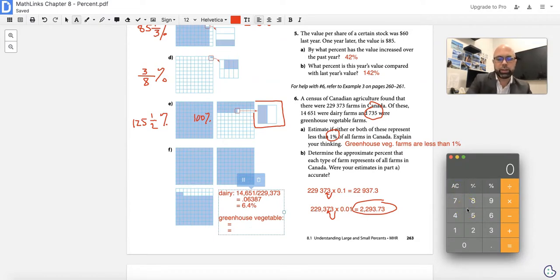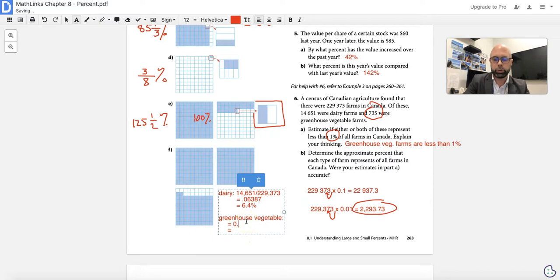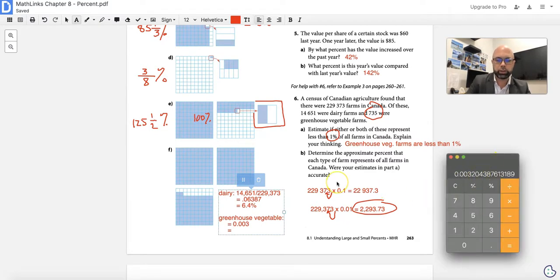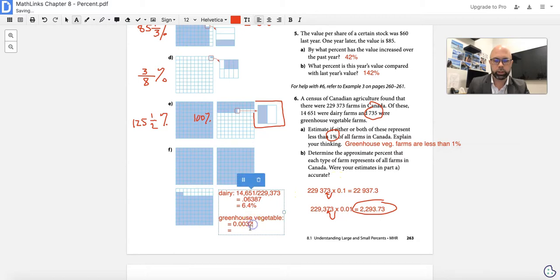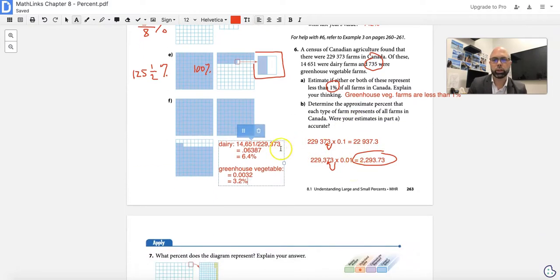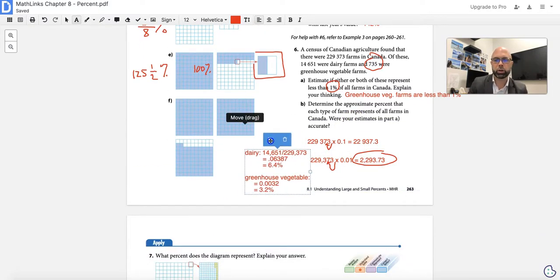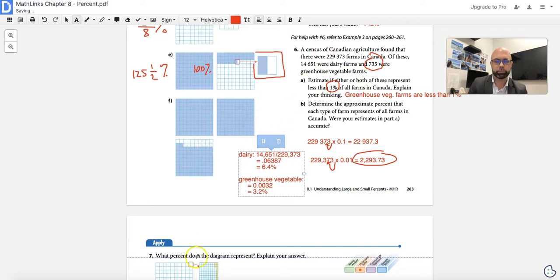Let's see if this one's a little better. So greenhouse, we've got 735 farms. See this number here. Divided by total number of farms, 229,373. Yes! Boom! Okay, 0.003. And as a percent, we can round a little bit if we want to 3.2%. So I'll add 2 here. This is 3.2%. And I'll just move these over to show you this is part of this question here, okay?